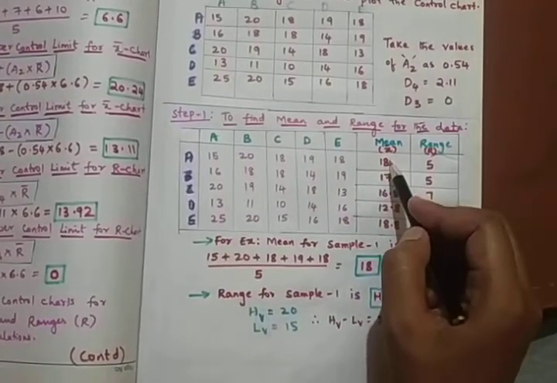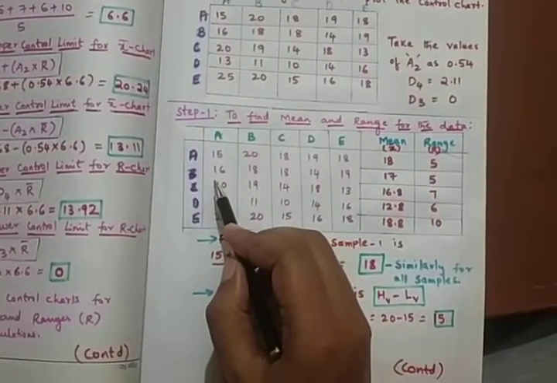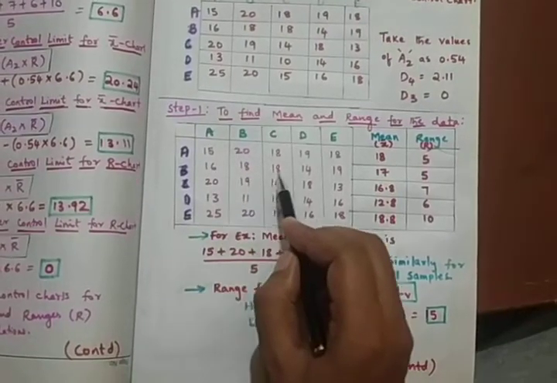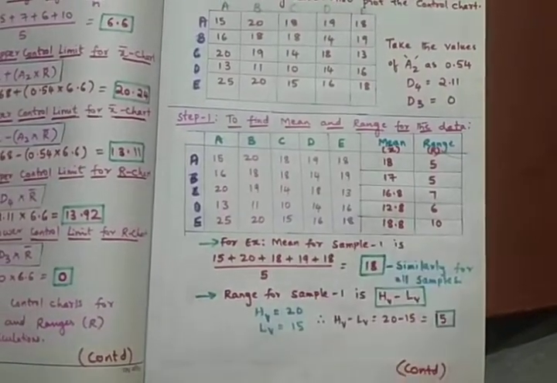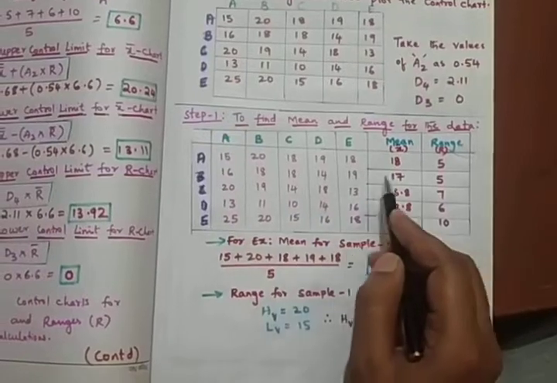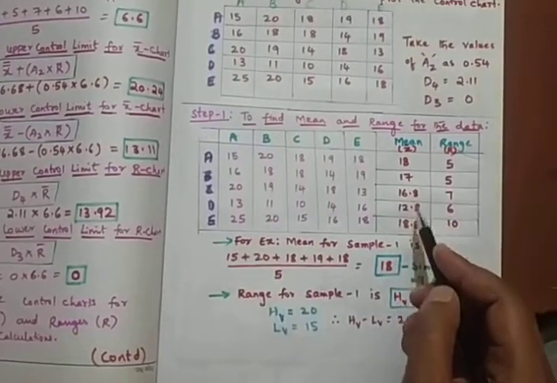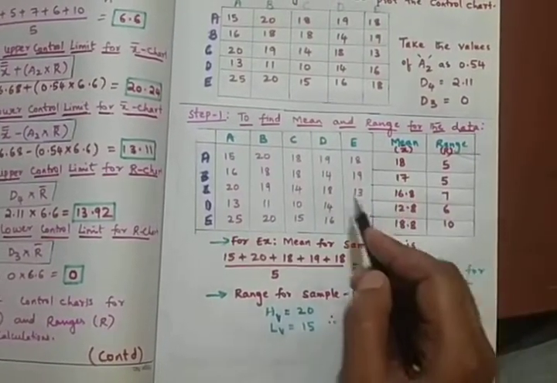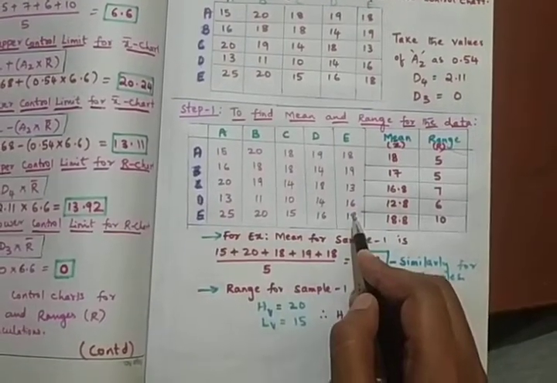So here I have written 18. Similarly, if you take the second sample, 16 plus 18 plus 18 plus 14 plus 19 upon 5 observations, you get the value as 17. Similarly, you need to calculate the mean values for all the 5 samples given here.